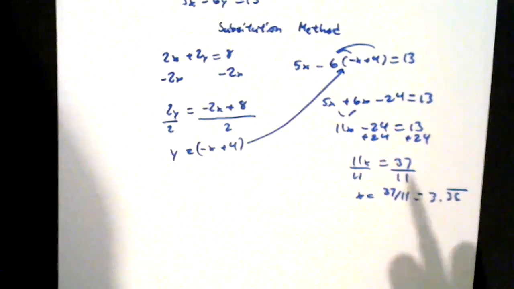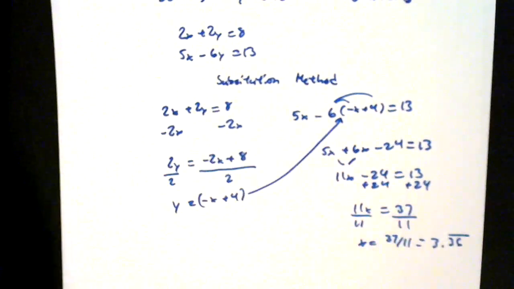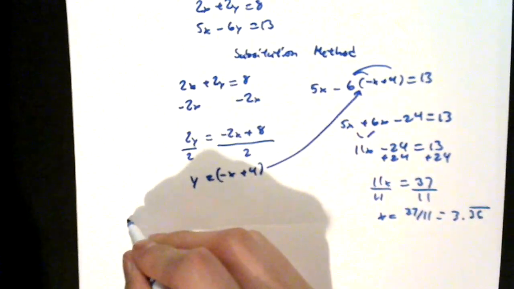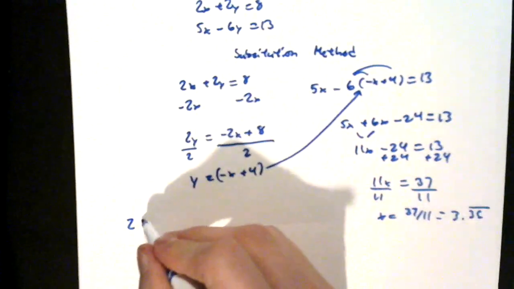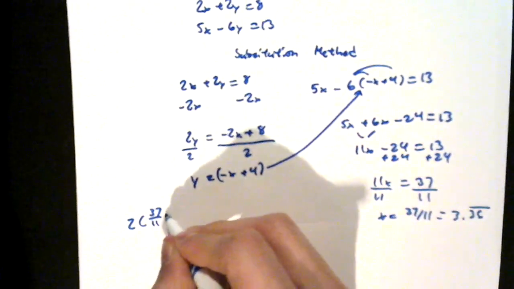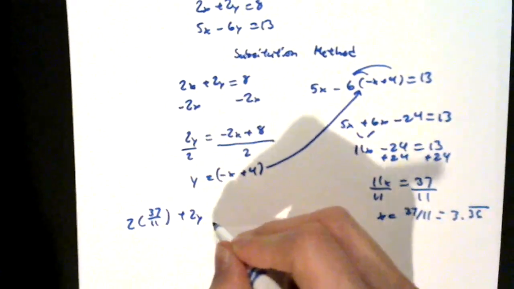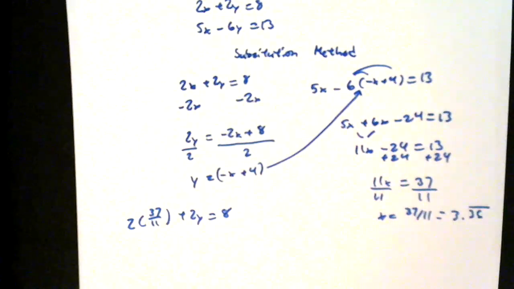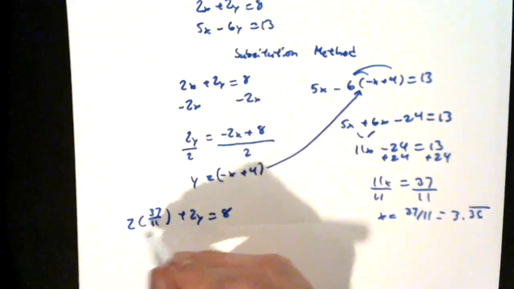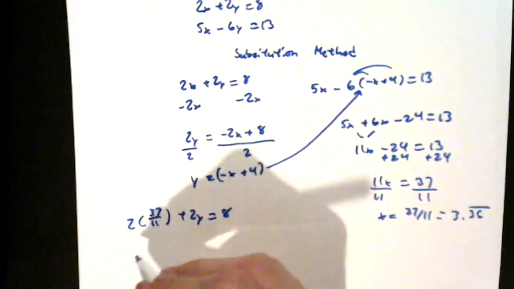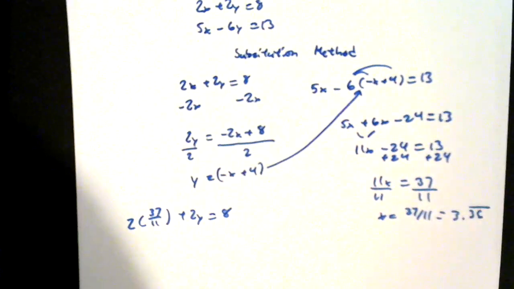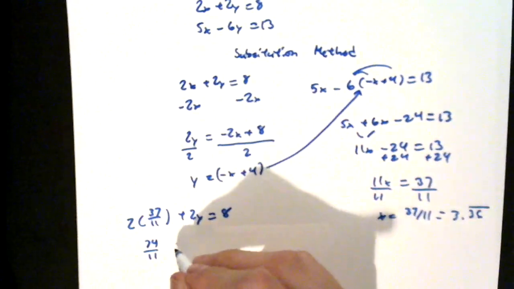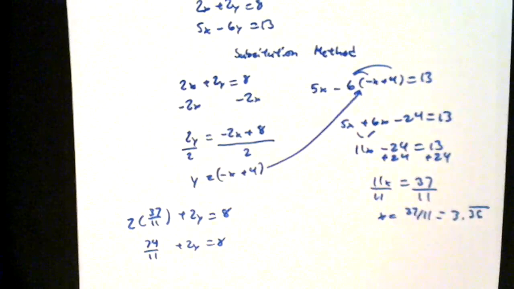Now, knowing that, we can go up to either equation. I'll just use the first one because 2 seems like a decent number to deal with. And now we plug in x, so we get 2 times 37 over 11 plus 2y equals 8. So now we multiply this out: 2 times 37 is 74 elevenths plus 2y equals 8.